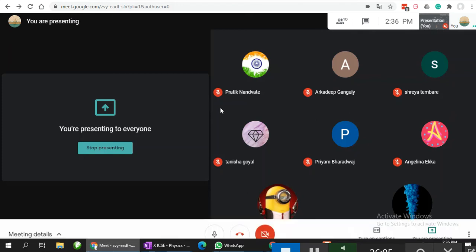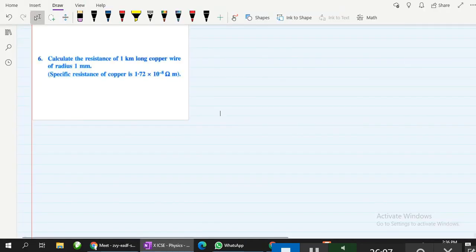Okay, I want Arkadeep to help me with this question. You're there, Arkadeep? Yes, sir. Calculate the resistance of 1 kilometer long copper wire. The length is 1 kilometer. What should I do with it? I have to convert it into meters. So 1 kilometer is 1000 meter, of radius 1 mm. So radius is 1 mm.